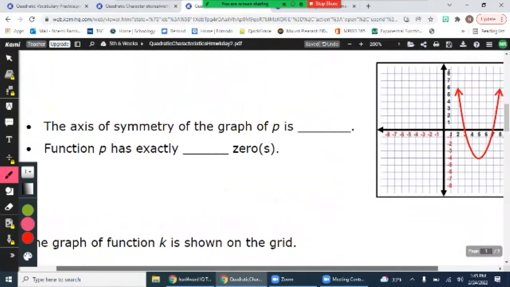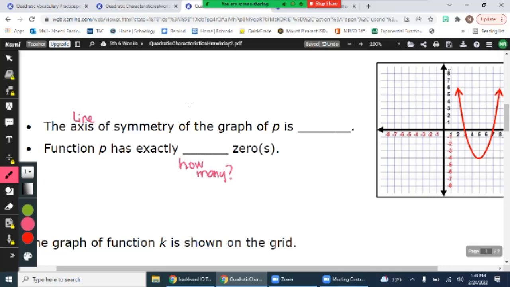And I need you guys to see the difference here. Axis of symmetry, line of symmetry. So there should be a what here before you put a number? X equals. There better be an x equals, because if I see just a number, I'm going to count it wrong. Now, some questions directly ask you what the x-intercept is, but this one's not. It says function P has exactly blank zeros. What do you think they're asking for? The quantity, how many? They want to know how many zeros.